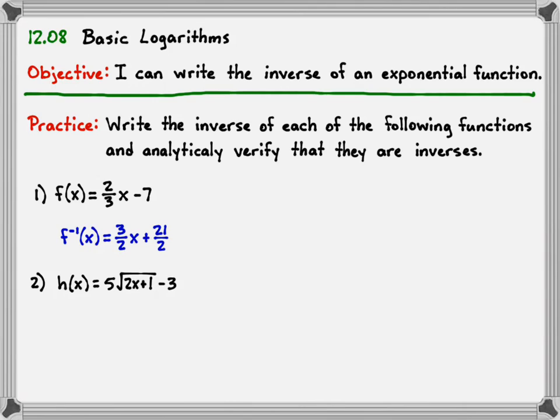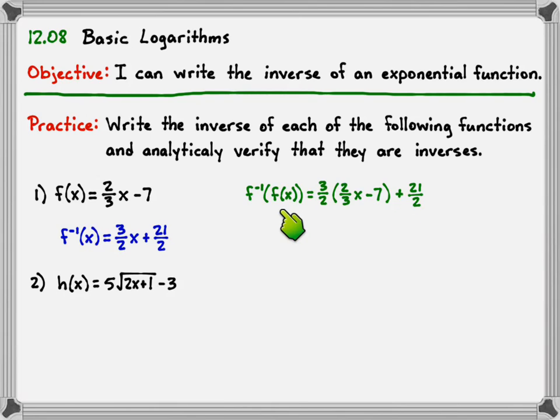But then the second part of this says to analytically verify that they are inverses. Remember, to show analytically that two functions are inverses of each other, you plug one of the functions into the x of the other function. So in this case, we are plugging the f function into the inverse function. We're plugging the 2/3 x minus 7 into this x value here, and we get 3 over 2 times 2/3 x minus 7 in parentheses, and then plus 21 over 2.